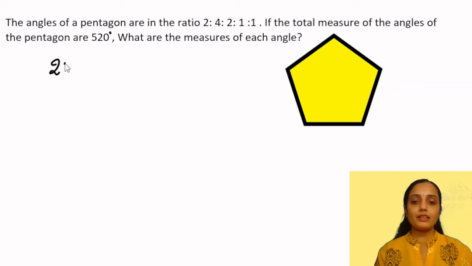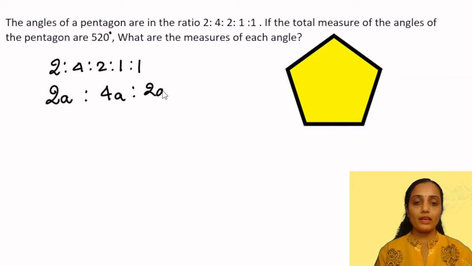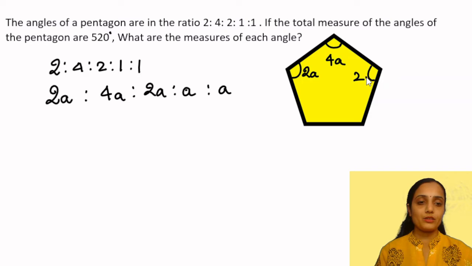So we start with writing down the ratio which is given to us. So 2 is to 4 is to 2 is to 1 is to 1. Now we also know that this is the simplest form. That means there is a common factor which we don't know. So let's assume that is a variable, a. So 2a is to 4a is to 2a is to a is to a. Putting it down in the figure, we have 2a, 4a, 2a, a and a.